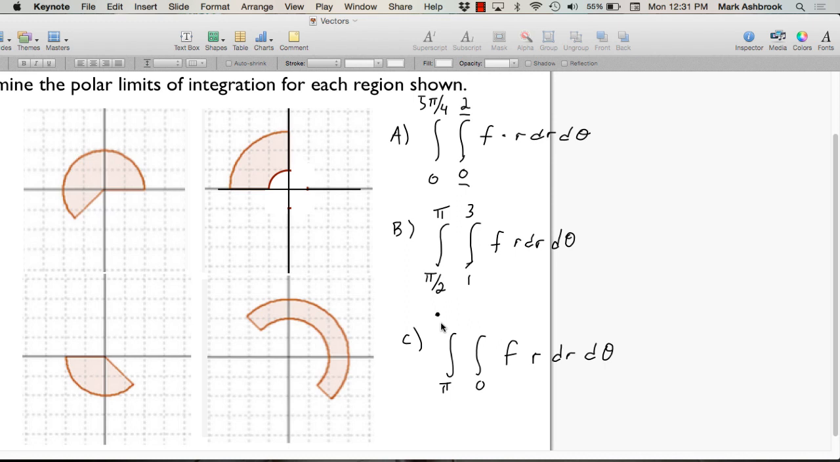7.4. And what was this limit for the r? 0 to 2. Everyone agree? Okay. Finally. Lauren, you want to do this one? Radius from 2 to 3. 2 to 3. And negative pi over 4 to. Good.